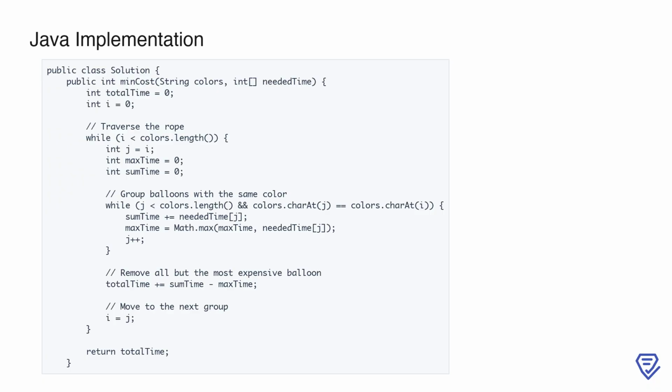Next, we use a nested while loop to group balloons of the same color. This loop continues while the current balloon j has the same color as the starting balloon i. For each balloon in the group, we add its removal time to sum time and update max time if the current balloon's removal time is the largest we've seen so far.